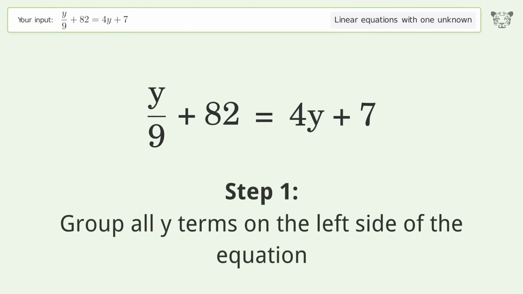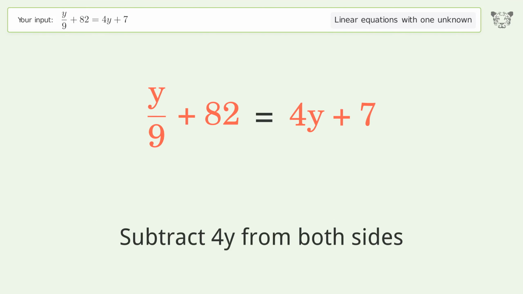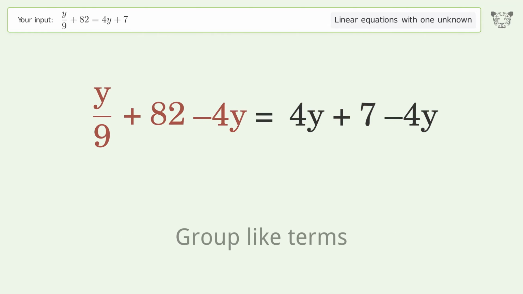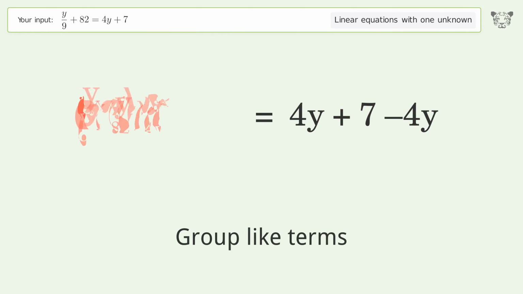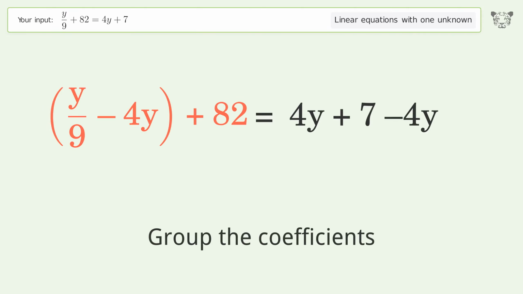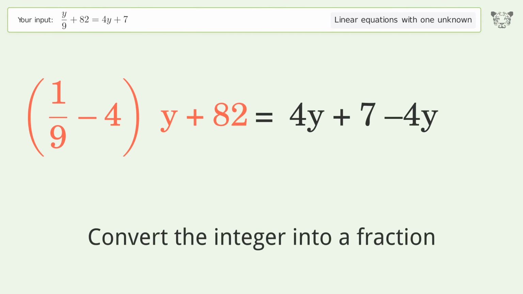Group all y terms on the left side of the equation. Subtract 4y from both sides. Group like terms. Group the coefficients. Convert the integer into a fraction.